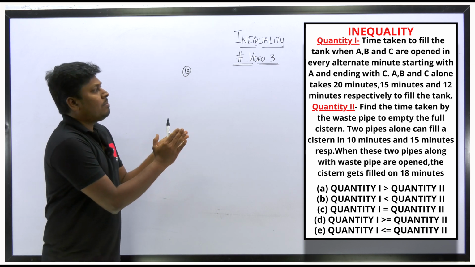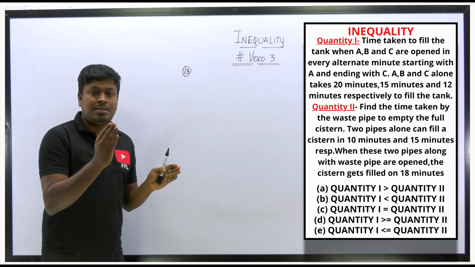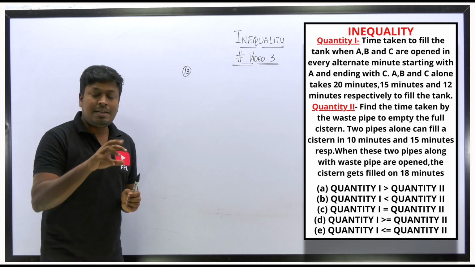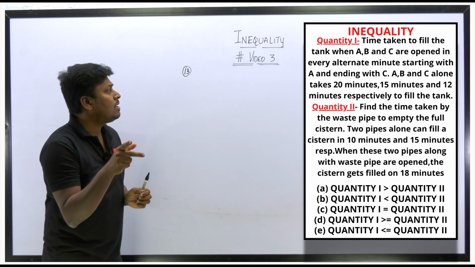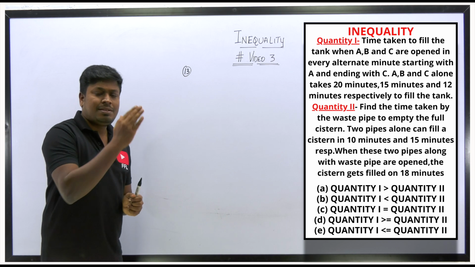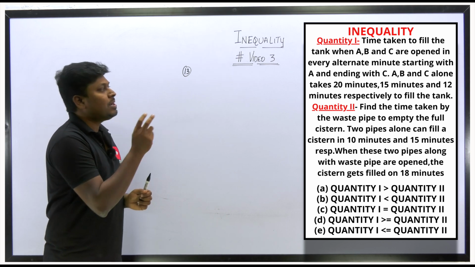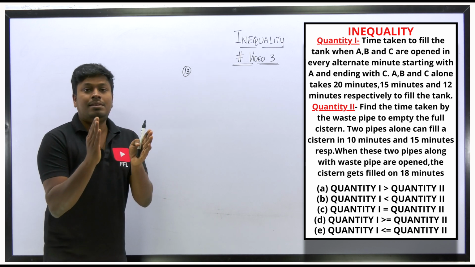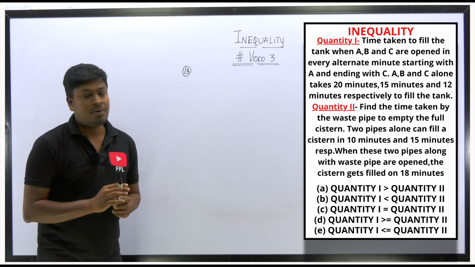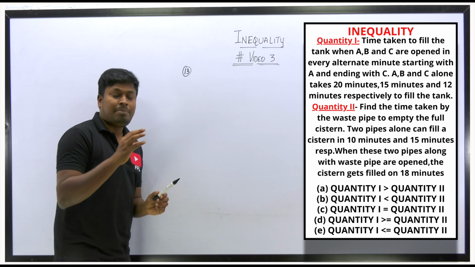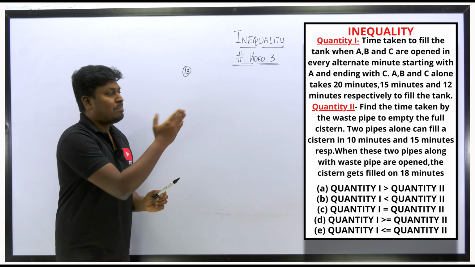So this is in the format called alternate work, because tap A is opened initially for 1 minute, and after 1 minute tap B is opened, and after another 1 minute tap C is opened. So this is the way the 3 taps are working. Our target is to find how much time it takes to fill the total tank. Got it? So remember one thing, every time while solving a question from pipes and cisterns, this is the topic from pipes and cisterns, right?